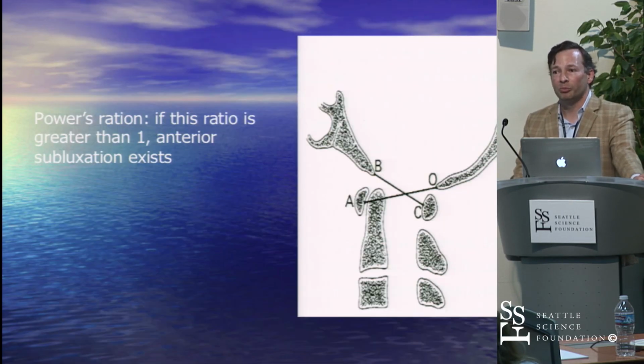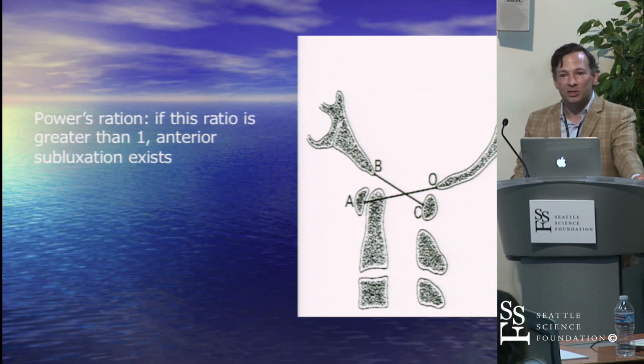So a better way of looking at this is probably the ratio that Powers developed, where one takes the basion to the posterior arch of C1 and divides that by opisthion to the anterior arch of C1 and gets a ratio. So that ratios greater than 1 indicate that there may be some anterior subluxation of the craniocervical junction.